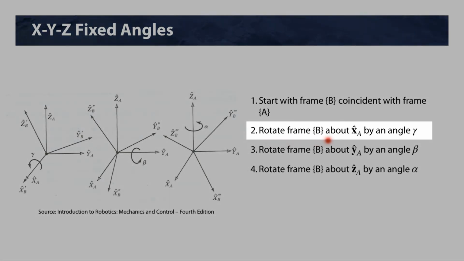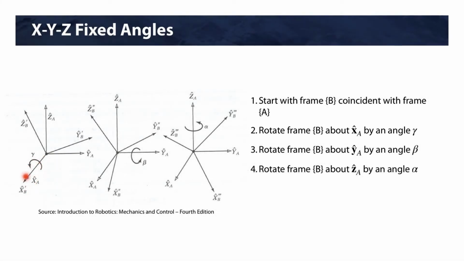We're then going to rotate our frame B about our XA axis by angle gamma. So we're doing a rotation about the XA axis by gamma, and that will change the orientation of frame B as such.